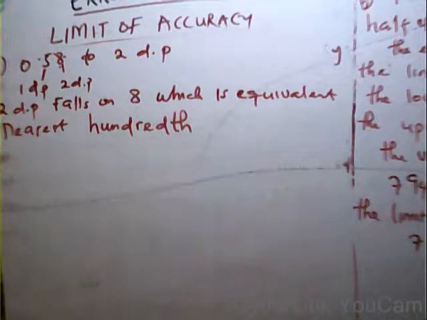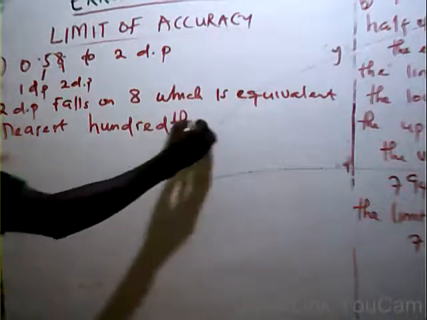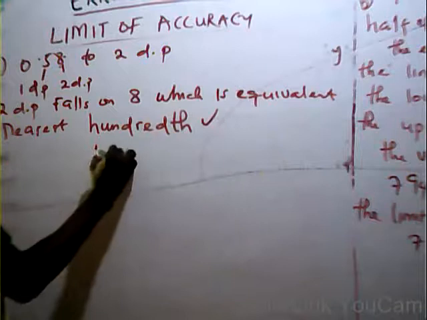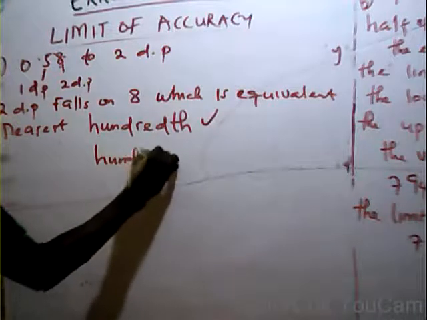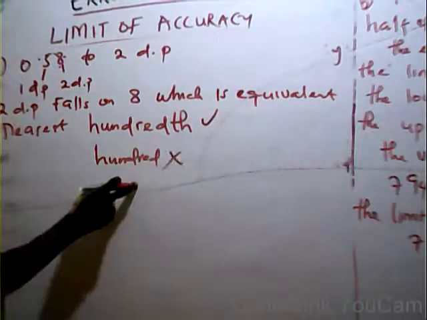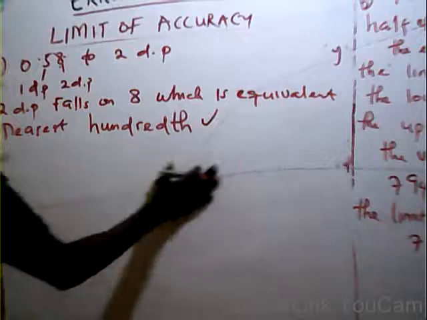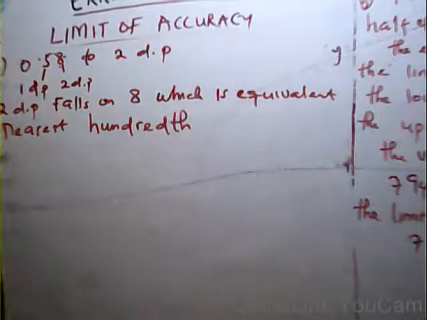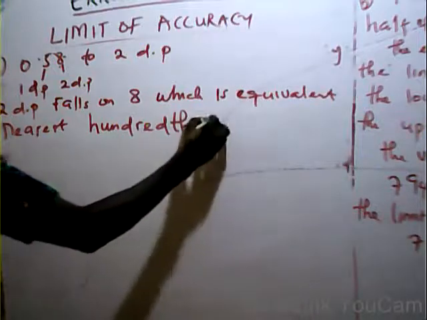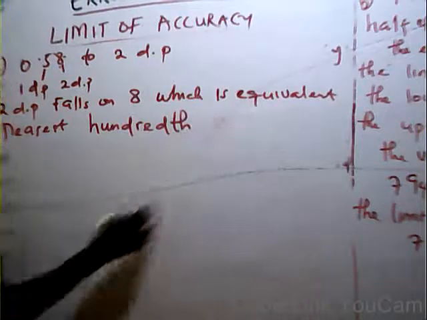Are you getting it now? You see, it is nearest hundredth, not 100 though. Are you getting it? Not this. Right. So it is nearest hundredth. So you know nearest hundredth is what? So nearest 100 is this.